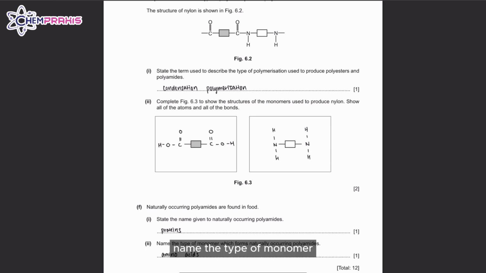Name the type of monomer which forms naturally occurring polyamides. Proteins are made of amino acids, and hence the type of monomer that forms naturally occurring polyamides would be amino acids.